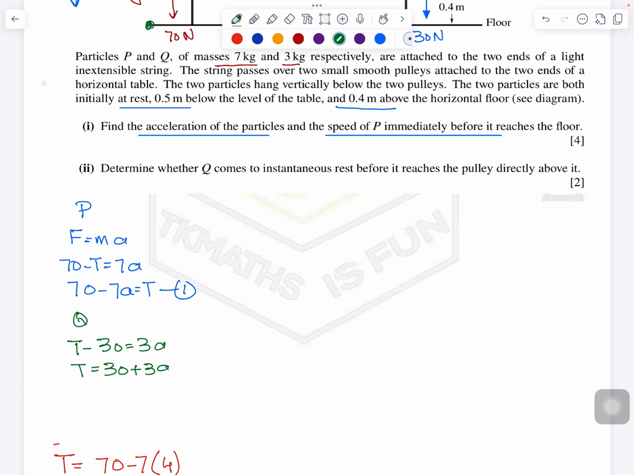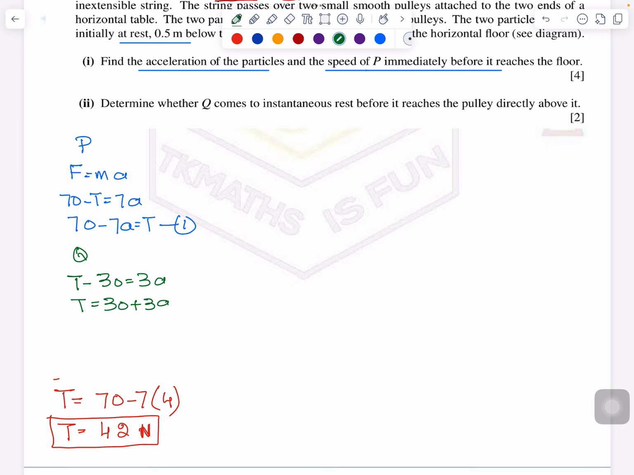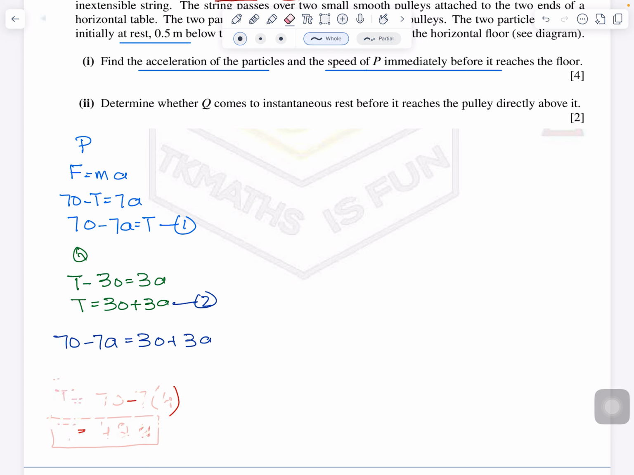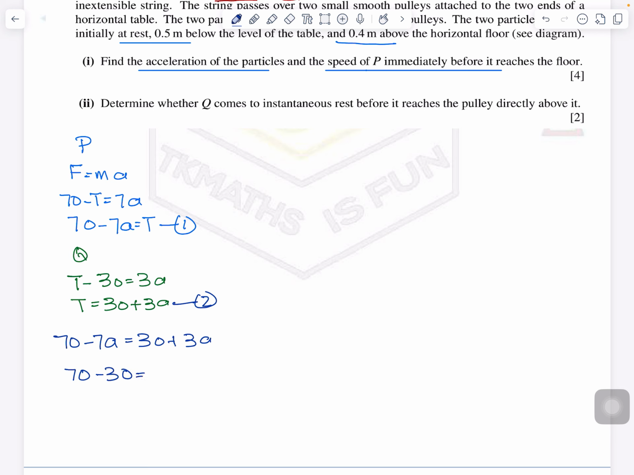So solving them together simultaneously, this is my equation number 2. So 70 minus 7a is equal to 30 plus 3a. Okay, now pick up the calculator. So 70 minus 30 is equal to 40, and this is 10a. So acceleration is equal to 4 meter per second square.